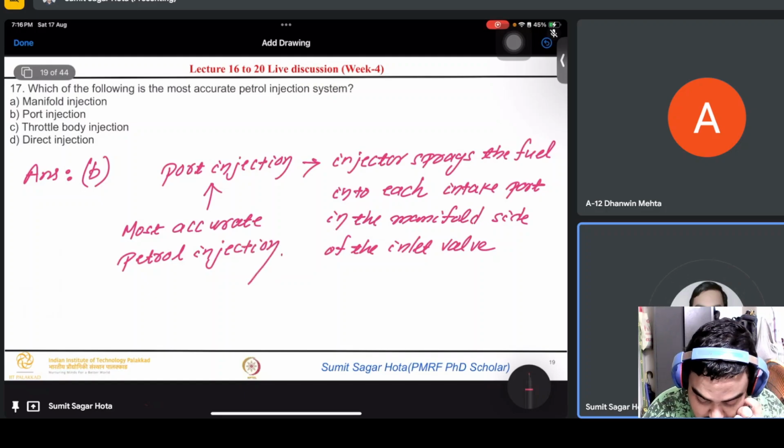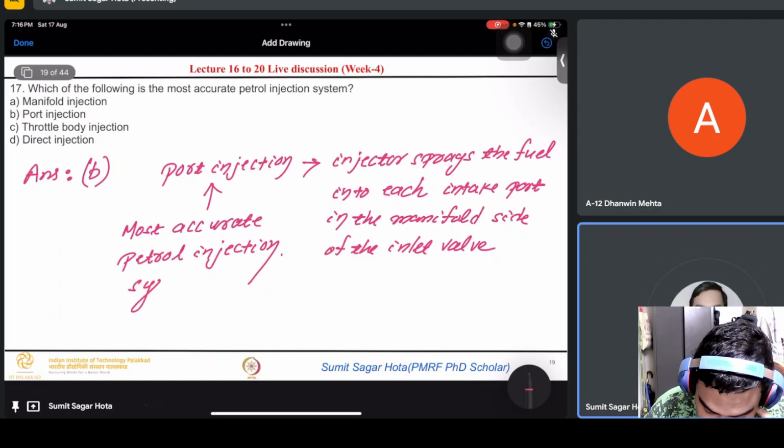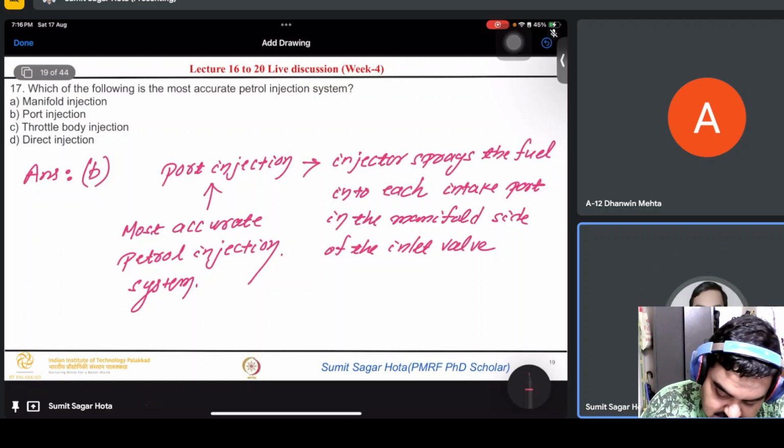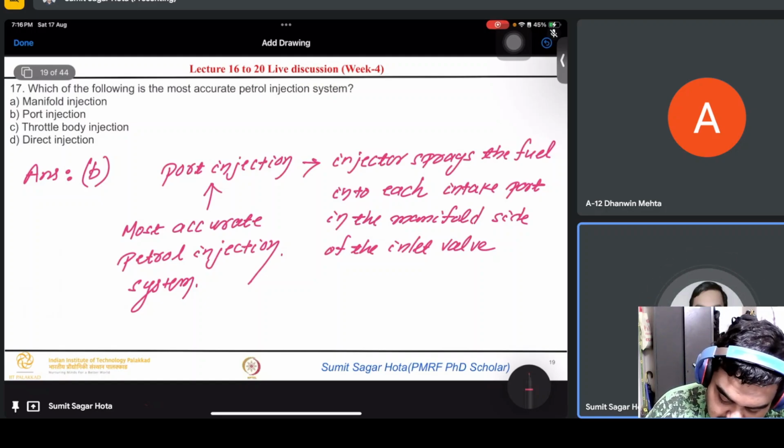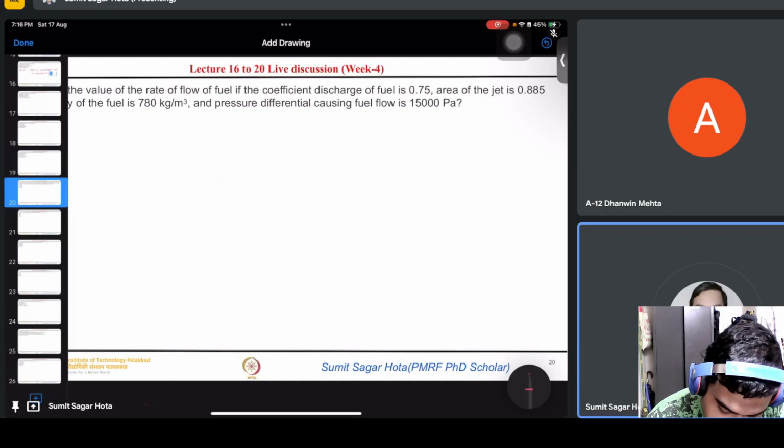The injector sprays the fuel into each intake port in the manifold side of the inlet valve, and this is the most accurate petrol injection system. It is the port injection system.